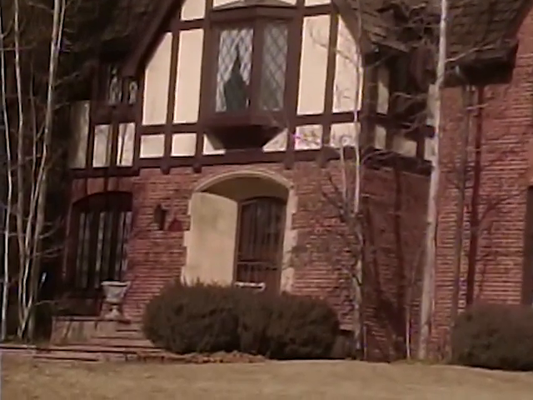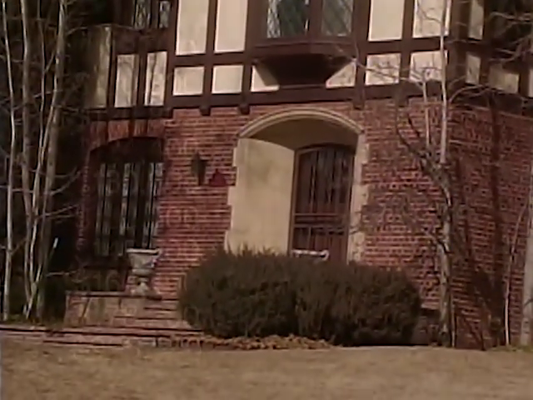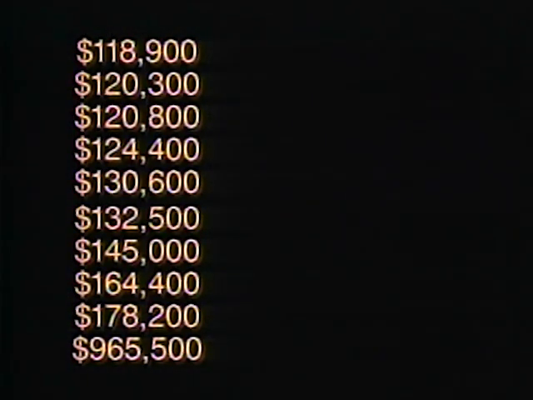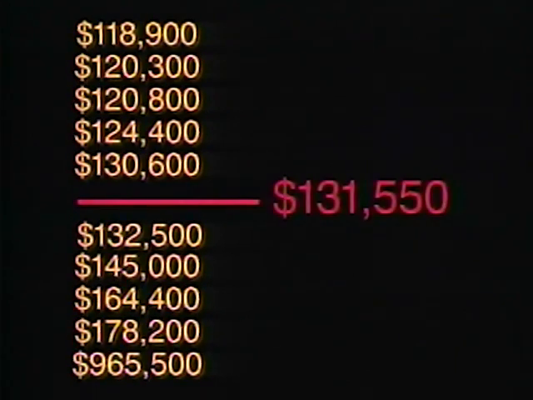To counter this effect, economists often use a different kind of average called a median. The median is a number which represents half of the home values on one side and half on the other. So the median price for the Pine Ridge neighborhood is $131,550. This is a more accurate representation of the selling prices of homes in Pine Ridge over the 2-month period.